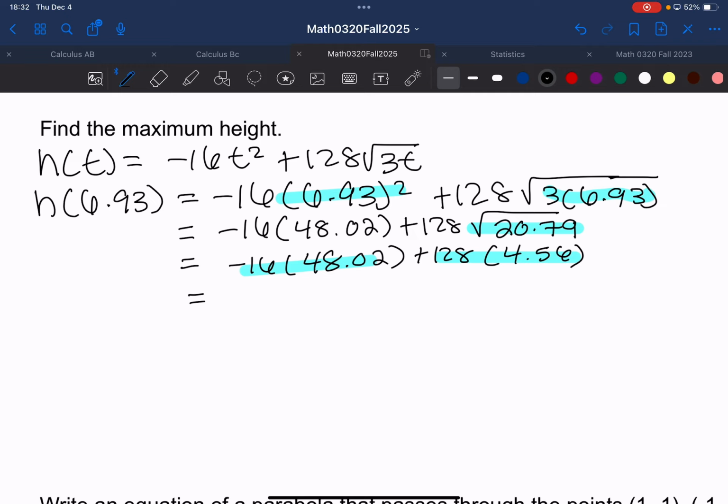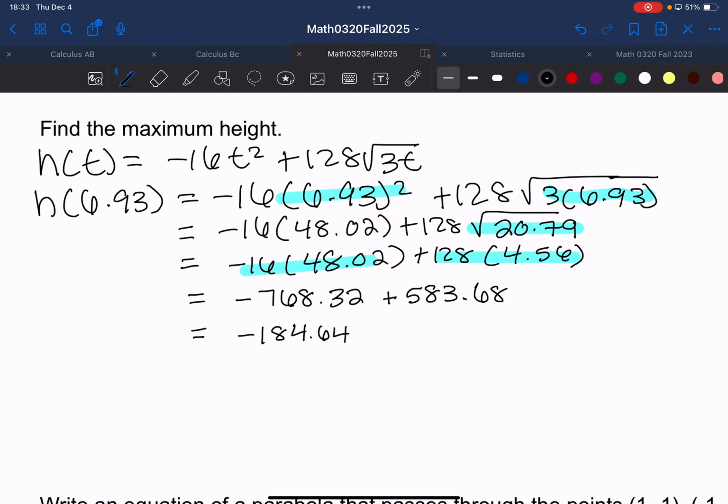Negative 768.32. Negative 768.32, and then 2 decimals after? 0.32. 0.32, and then the next one? 583.68. Okay, and then add those two together. Negative 184.64. Negative 184.64. So did everyone get the same thing?